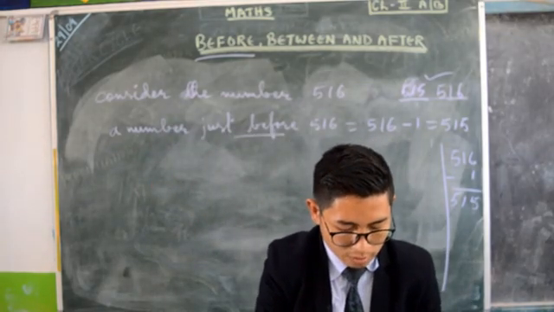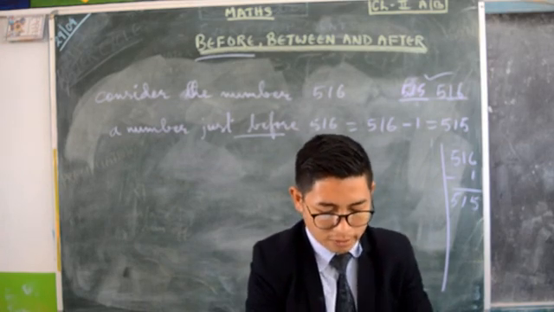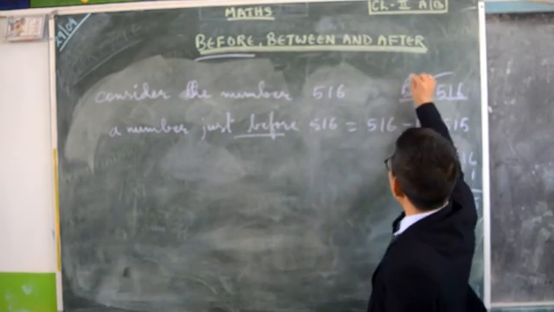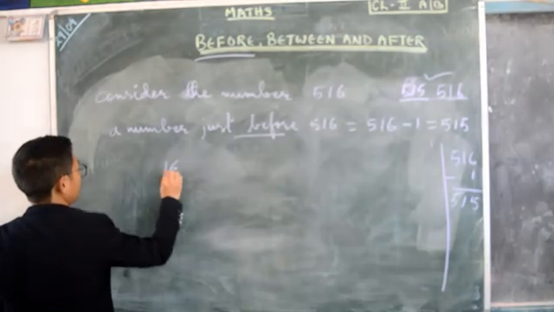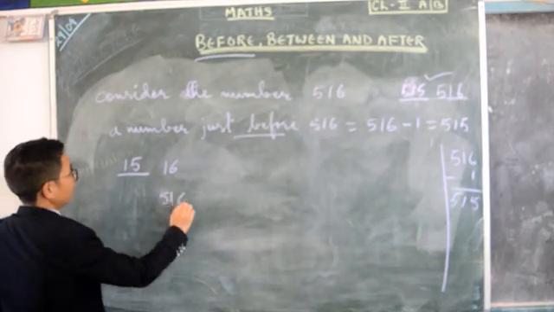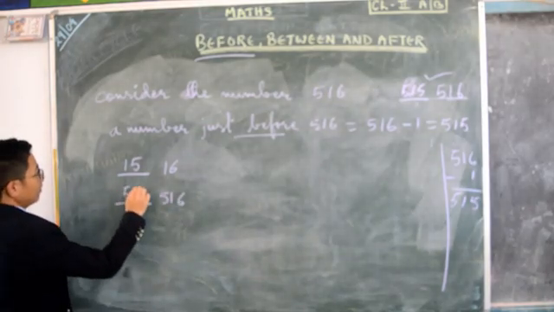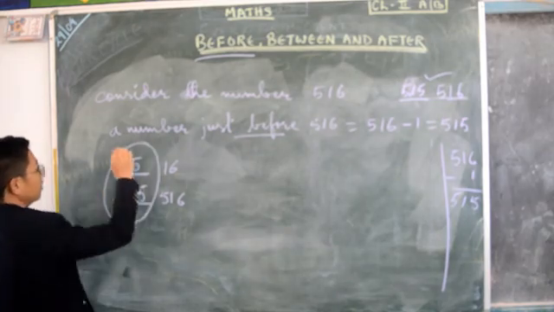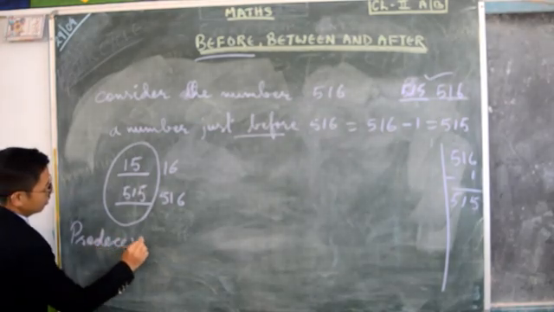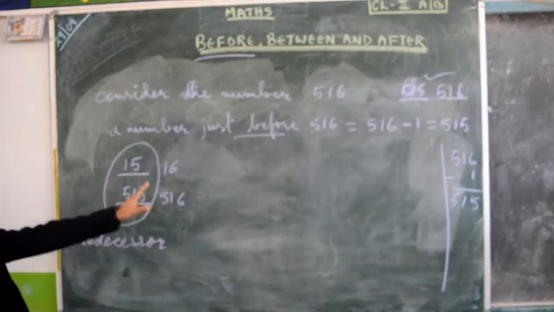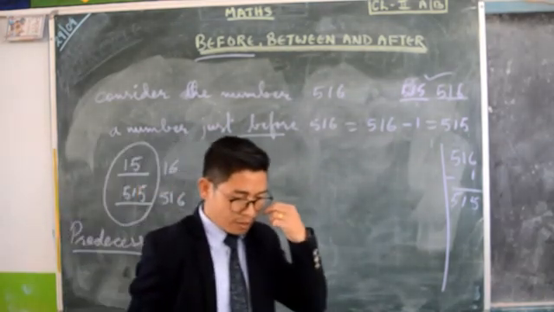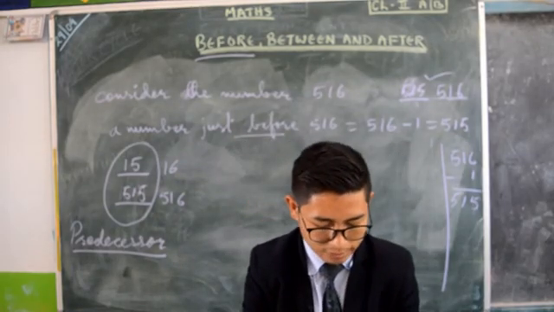Now, the new thing is that the previous number just before 16 we got was 15, isn't it? And just before 516 we got 515. Now these numbers, which come just before, are called predecessor. Now, let's move on to the next.